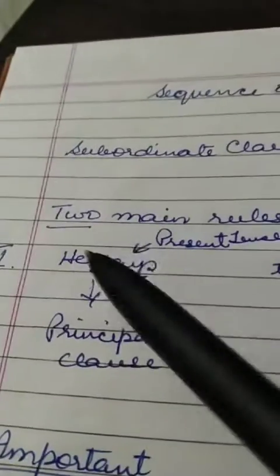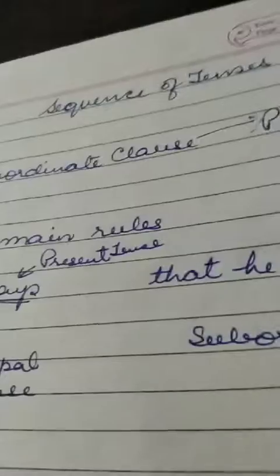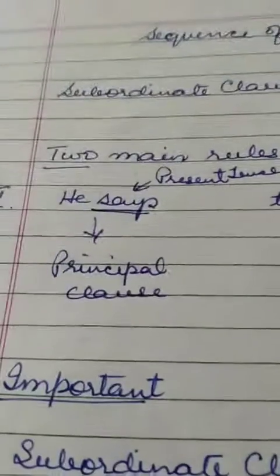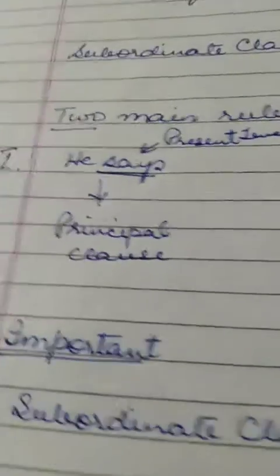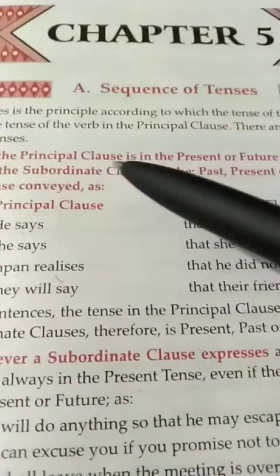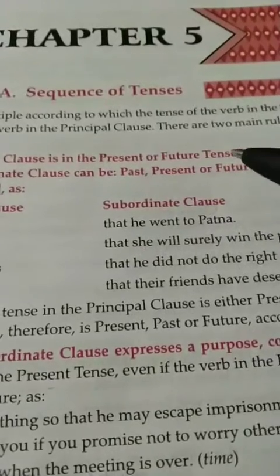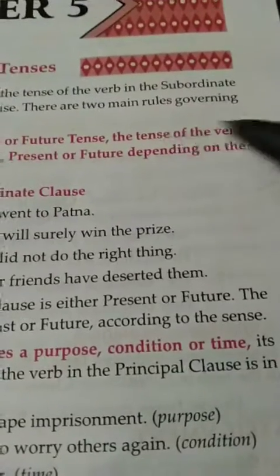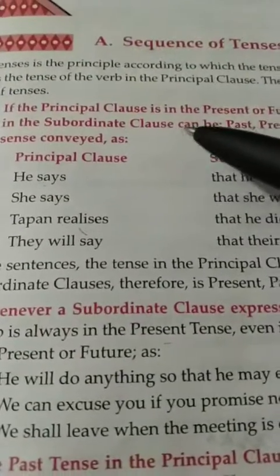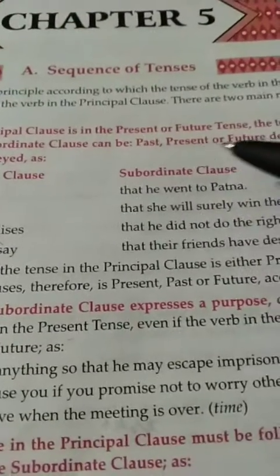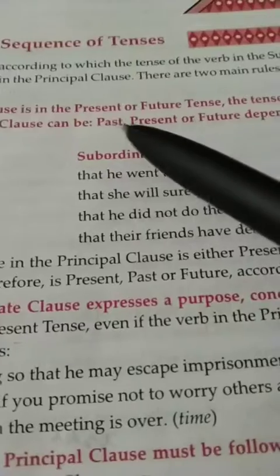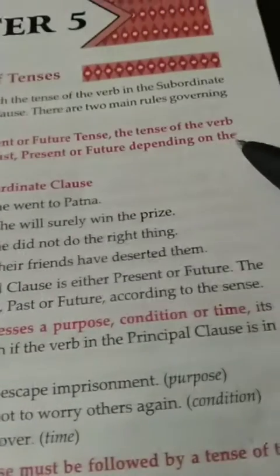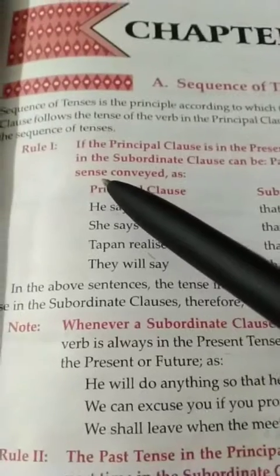There are two main rules to follow it. Which are the two main rules? The first rule is, I have written down the example here. You can see in the books, if the principal clause is in the present or future tense, then the tense of the verb in the subordinate clause can be past, present or future, depending on the sense conveyed.